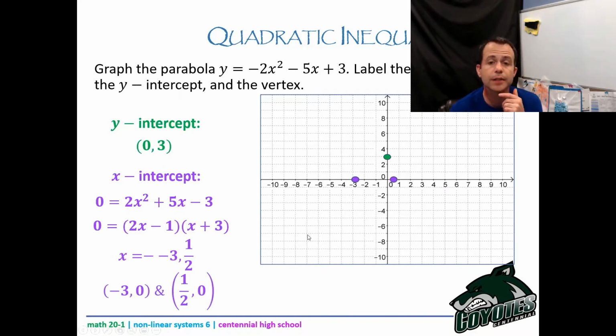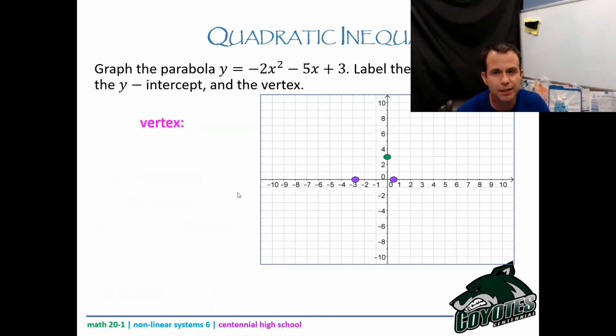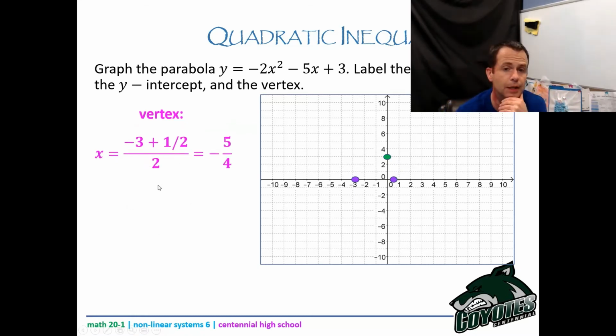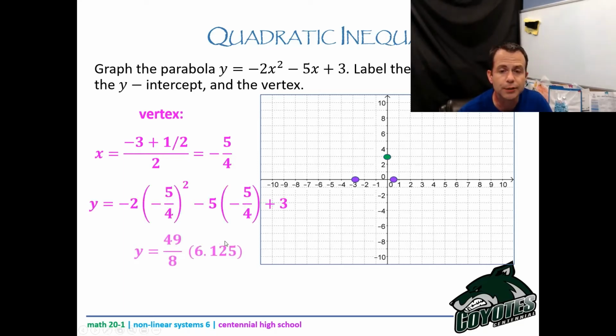Okay, now this guy's a little trickier when I go to get the vertex, just because I'm taking the average of a number and it involves a fraction. So that's going to get a little bit messier, but we can totally handle that. So I'm going to end up with (-3 plus 1/2) all over 2. Okay, -3 plus 1/2 is essentially -2.5, and -2.5 over 2 is -5 over 4. Okay, so now I'm going to take my -5 over 4, plug it in as x into the original equation and get out my y value. When I do that, I end up with 49 over 8, okay, which is 6.125.